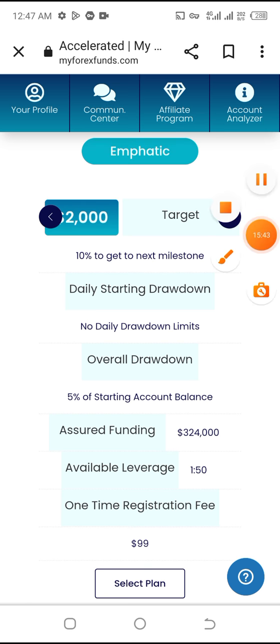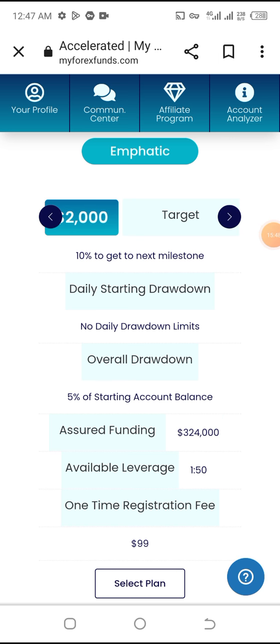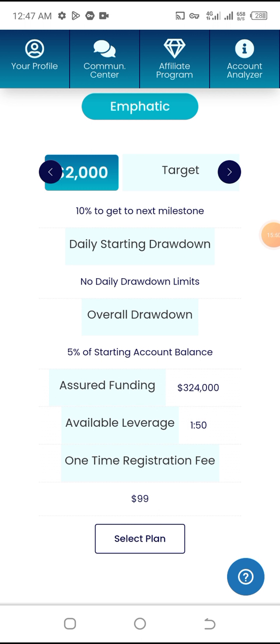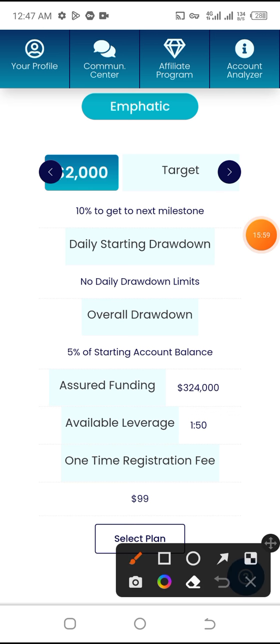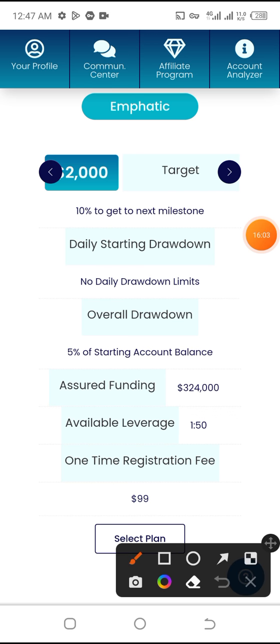Now, this is an account of $2,000. You can see that the price is $99. But you don't go for any challenge. You get the real account immediately. But for the evaluation, an account of $10,000 where you're going to go for the challenge only costs $84.